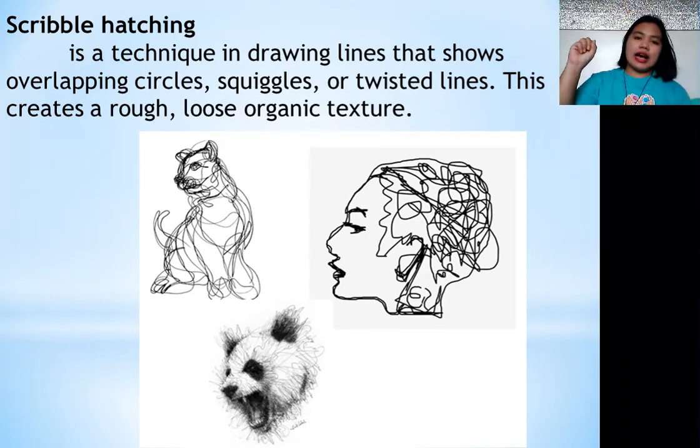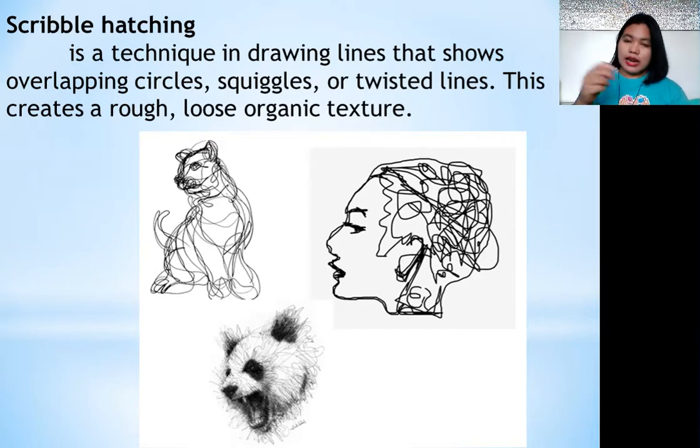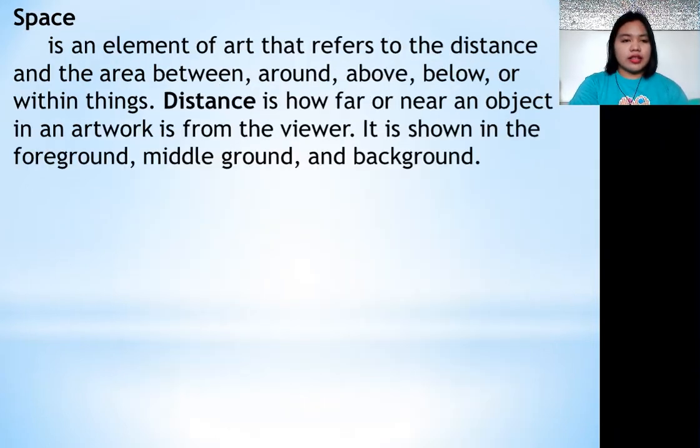We have the hatching, cross-hatching, and the scribble hatching. So, when we say hatching, parallel lines. Cross-hatching, intersecting lines. For the scribble, we use overlapping circles, squiggles, twisted lines. Walang pattern kung saan pupunta yung pen natin. So that's the three kinds of shading technique.